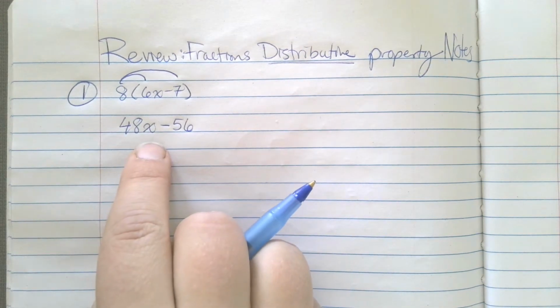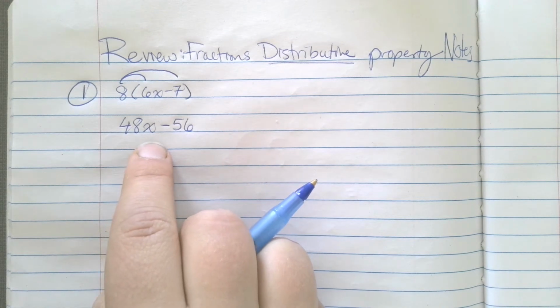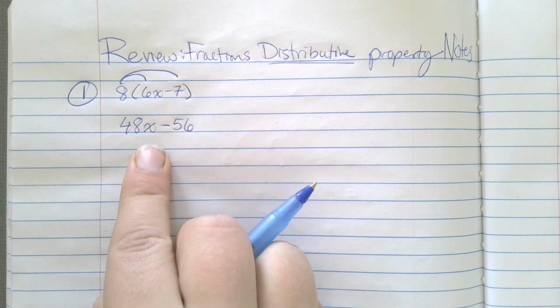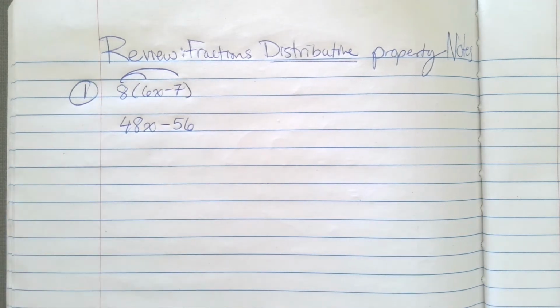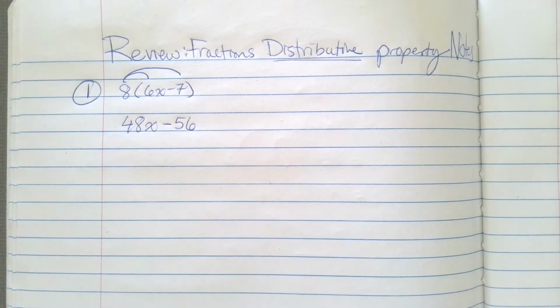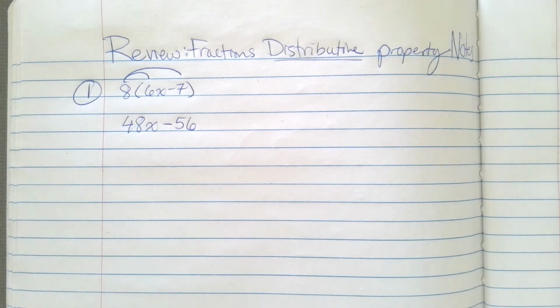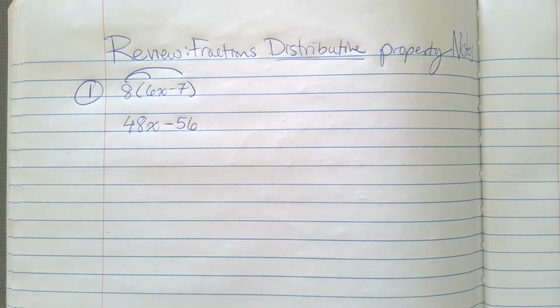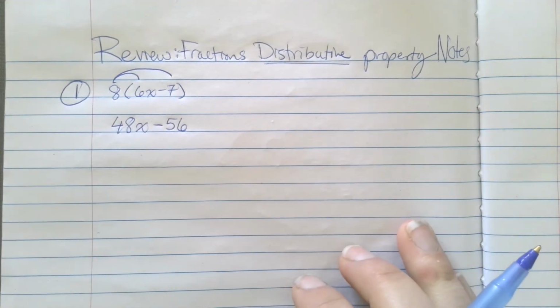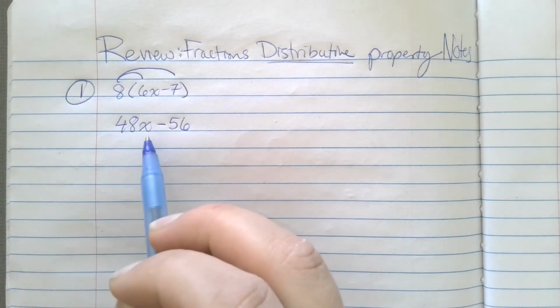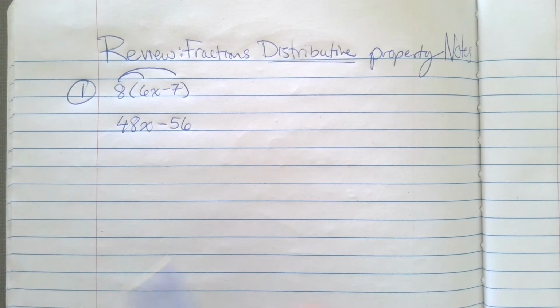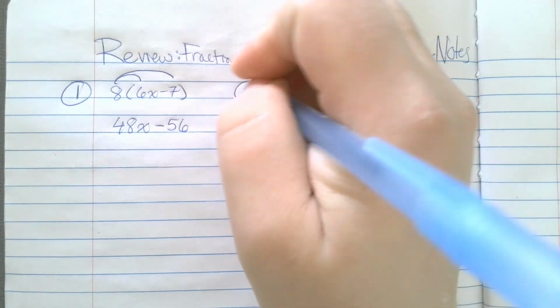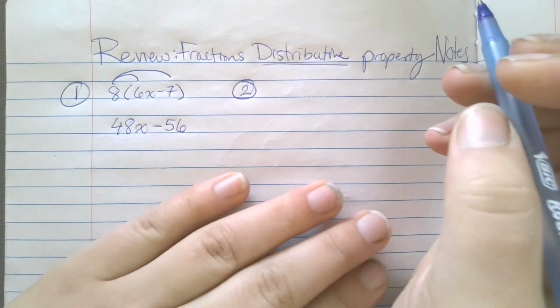Jacob, what's my next step? It's kind of a trick question. Is there a next step? Just teasing. All right, guys, there's no next step, because those are not like terms, so you can't put them together. That's it. You are done. That's the easiest kind of distributive property. What if we give you something a little bit more complicated?